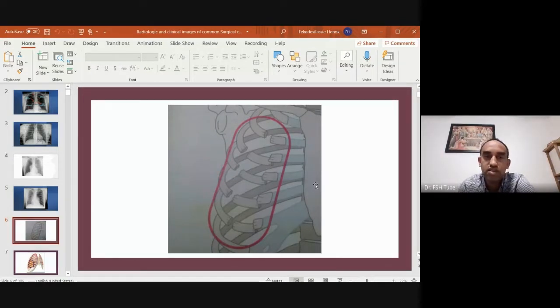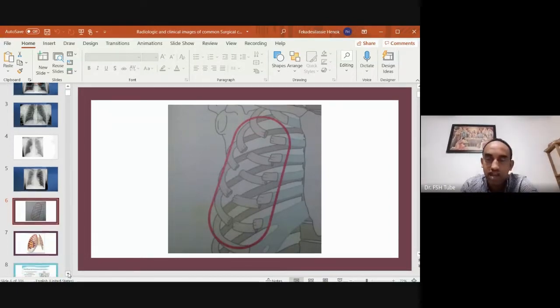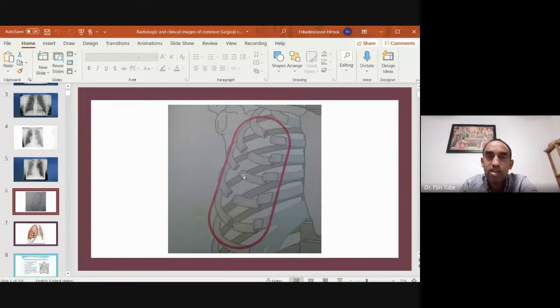What do you think about this? What is going on here? Excellent, flail chest. So what is the definition of flail chest? Flail chest, excellent. So you see multiple ribs are fractured at two different places, right? One place here, another place here.